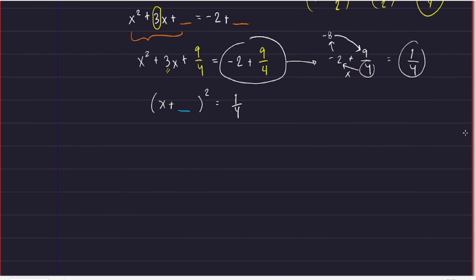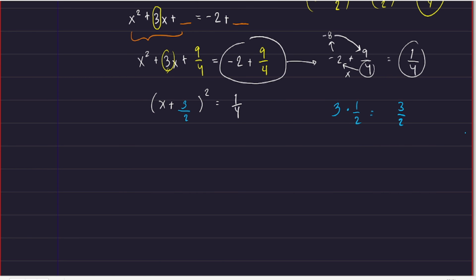And to find that value, kukunin ulit natin yung b, which is 3x. So, alam na natin yung value niya, which is 3. And i-multiply lang natin siya sa 1/2. So, 3 times 1/2 is equal to 3 halves. So, ito yung i-add mo.